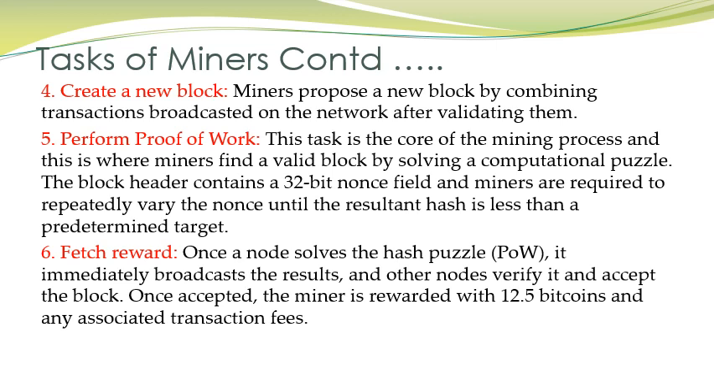For solving this mathematical puzzle, the block header contains a 32-bit nonce field, and miners are required to repeatedly vary this nonce value until the resultant hash is less than a predefined target, the difficulty target. Whatever hash is produced, that hash should be less than the predefined target. Then we can say that this proof of work is completed. This proof of work algorithm is satisfied.